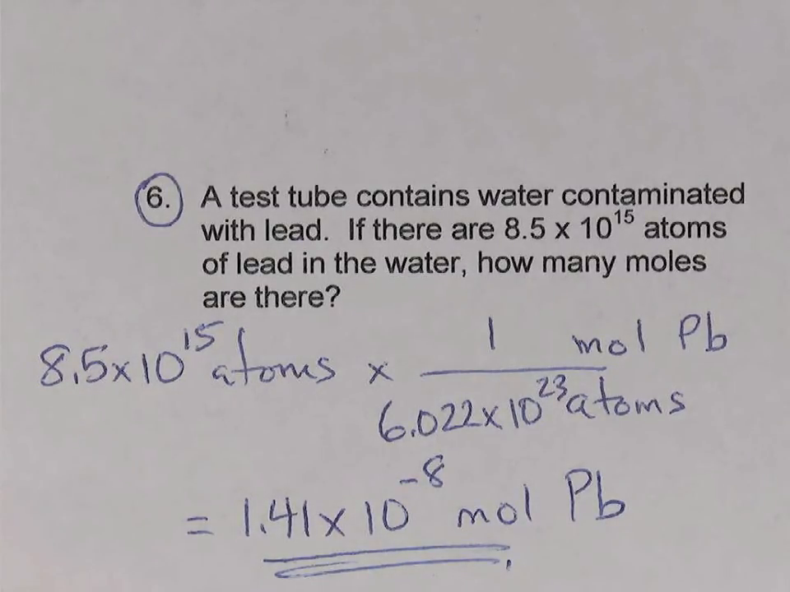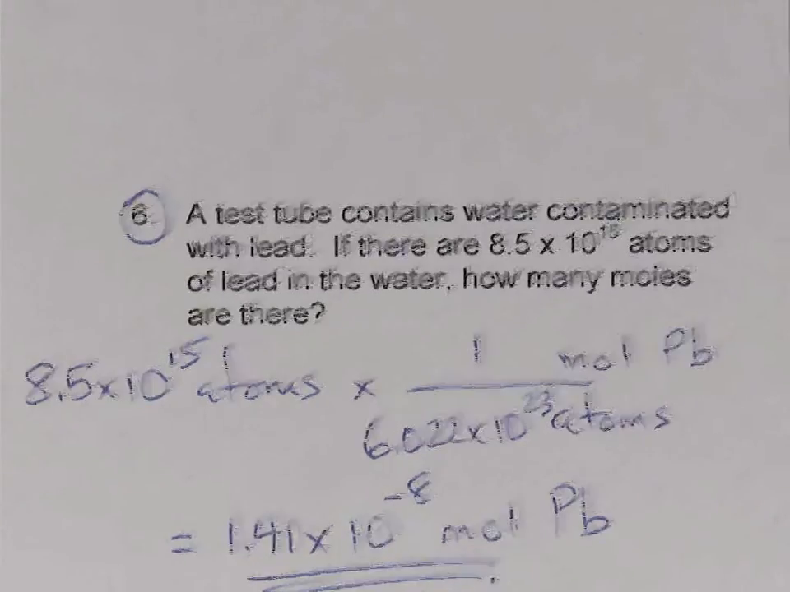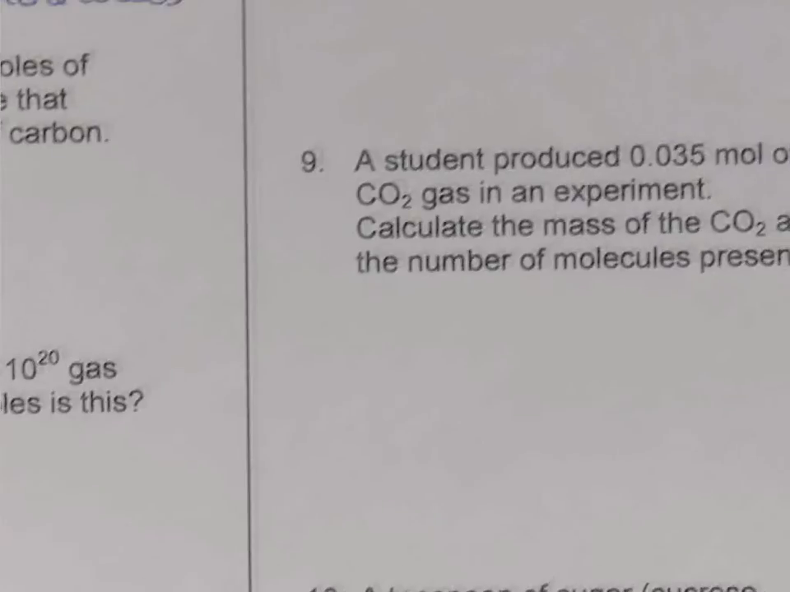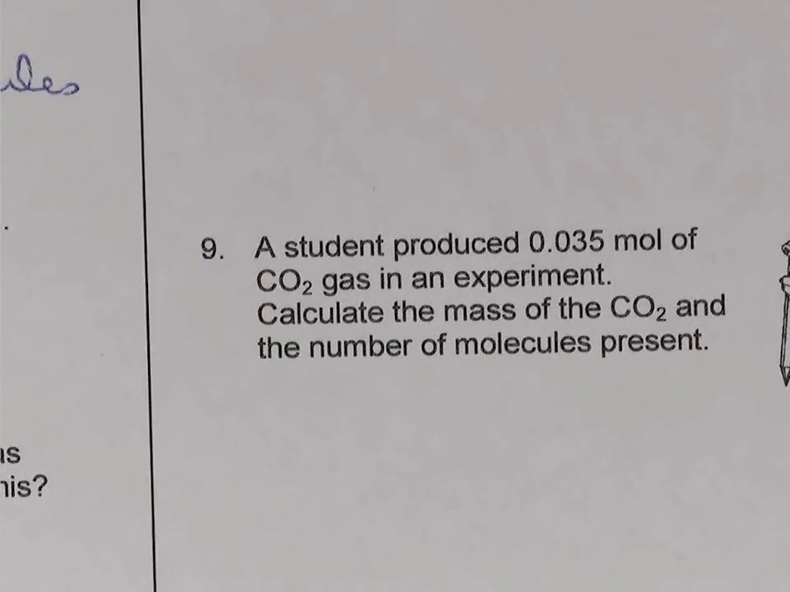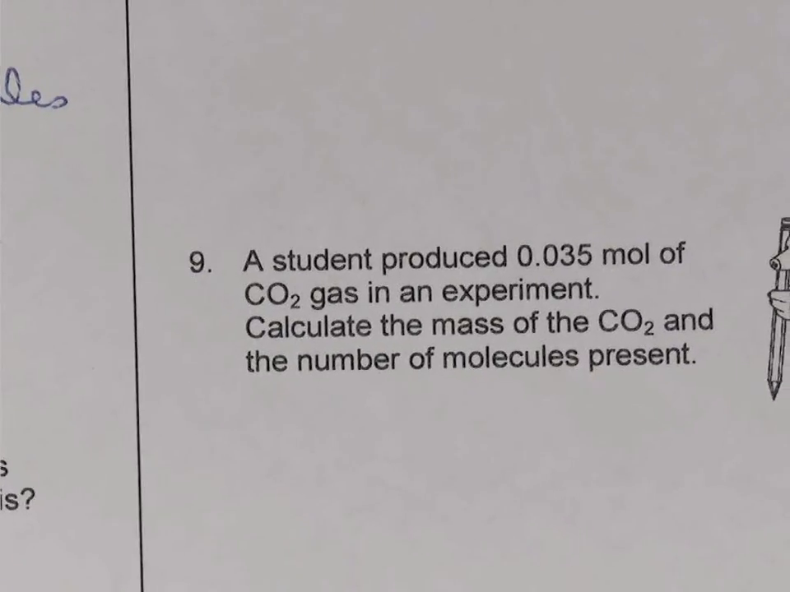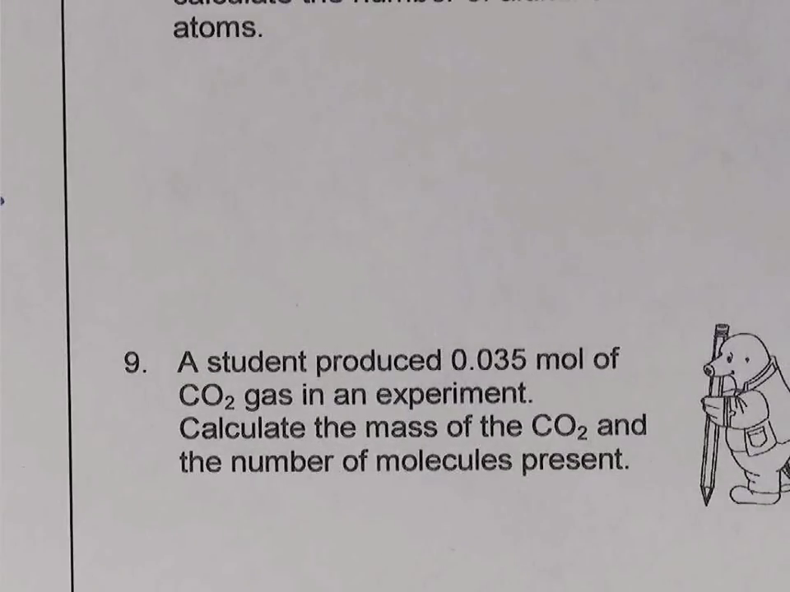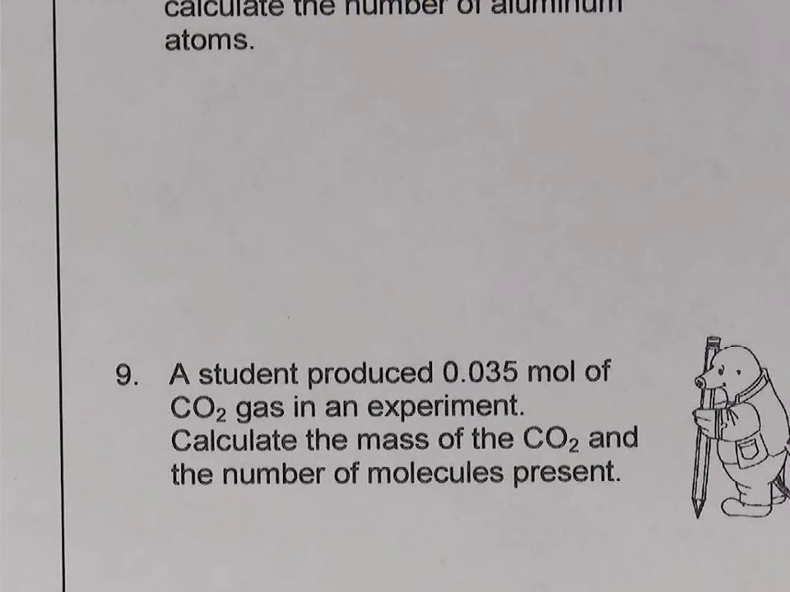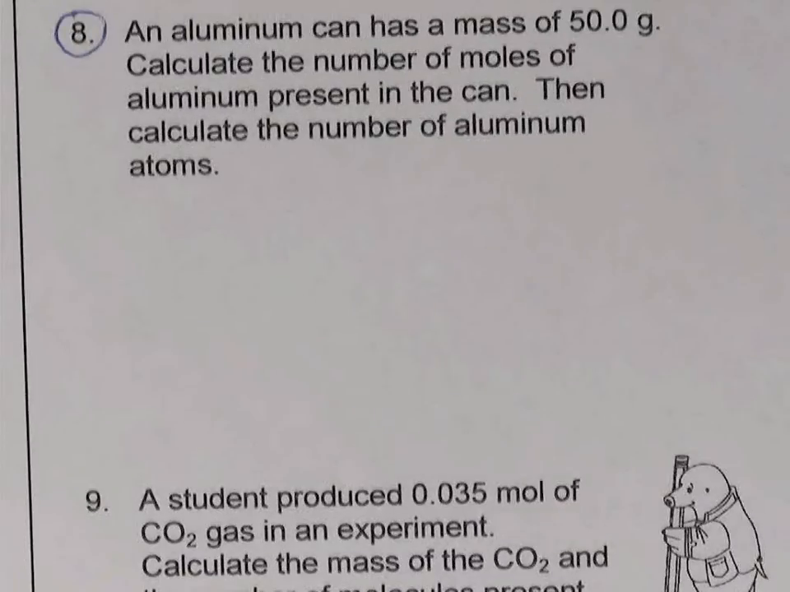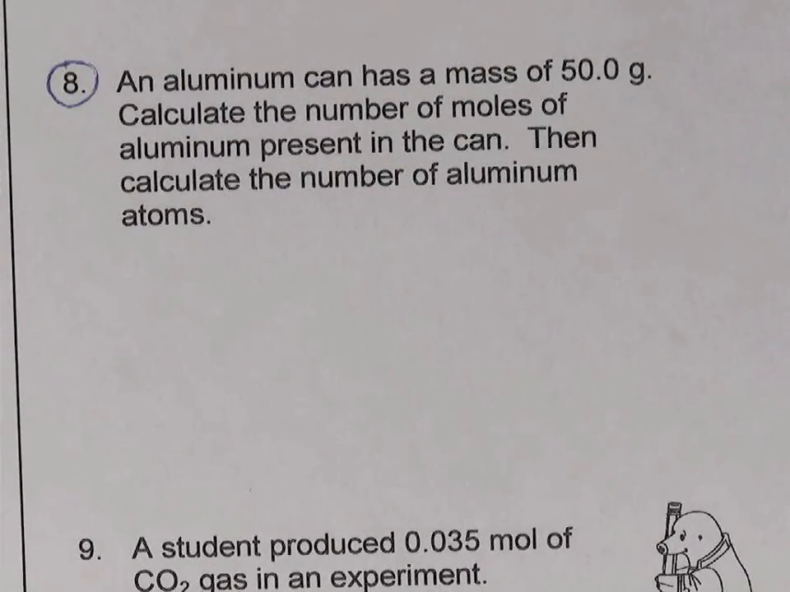Alright, so now let's try another one. Why don't we jump in and do question number 8. Okay, in this question you have an aluminum can with a mass of 50.0 grams, and we're asked to calculate how many atoms of aluminum are in the can and how many moles of aluminum are in the can. Okay, so how do we do that?